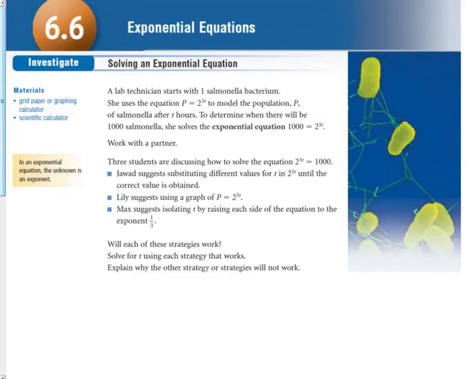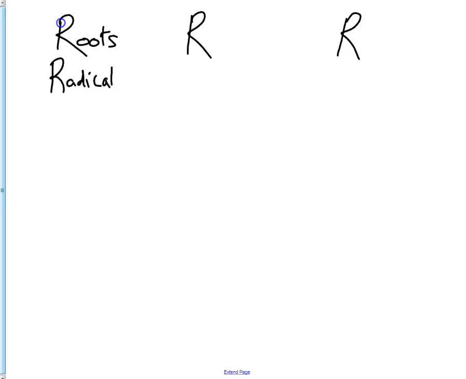Okay, class, exponential equations. At this point, we have looked at the three R's. I want to review them right now. Talked about this before, and there's three main R's we want to think about with exponential expressions. The first one is actually two roots or radicals, kind of equivalent. The second one is reciprocals. And the third one is repeated multiplication.